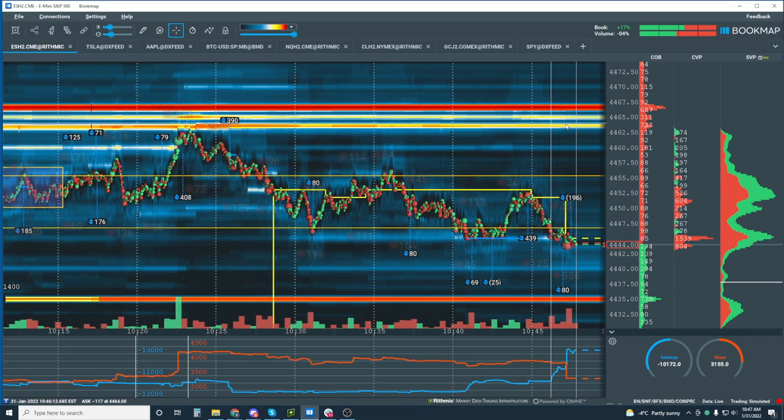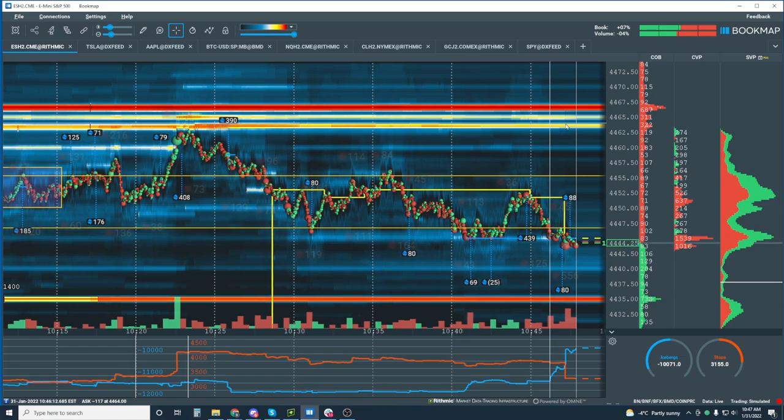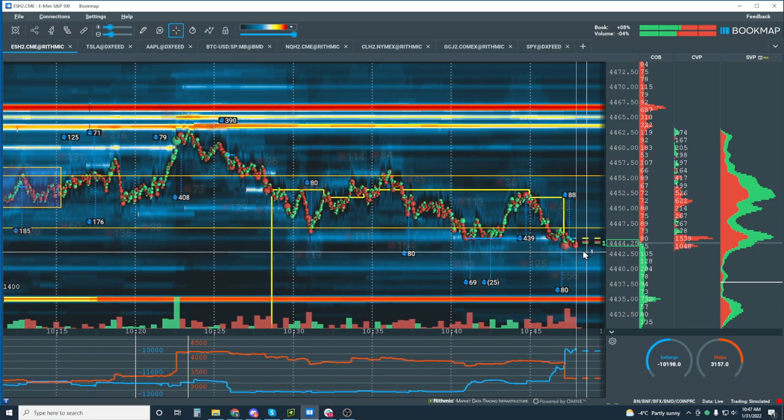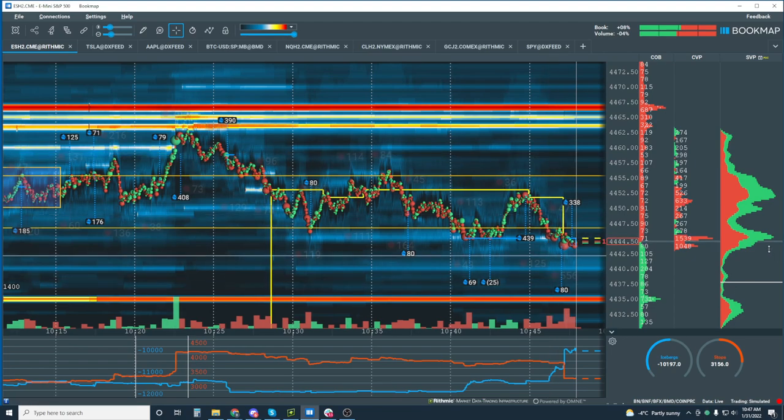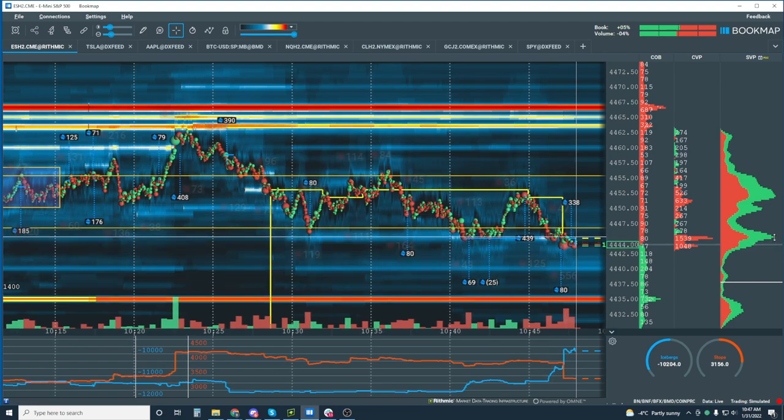Okay, still looking for sellers to try to take this lower. Look at the cluster. Right now, they've got to take it lower. Even point of control has now moved down, at least on mine. Right, it's down here now. So we're at value here.